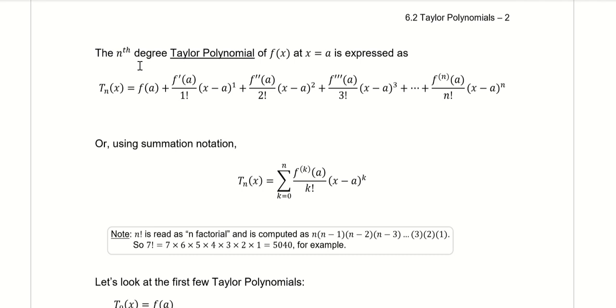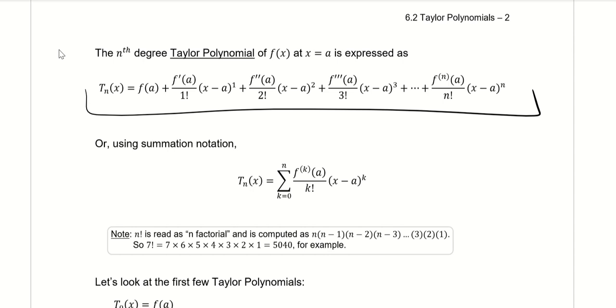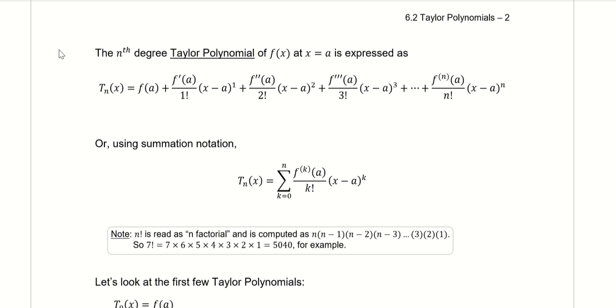If we want to generalize this expression and talk about the nth degree Taylor polynomial, where n is again like 2 or 3 or 4, etc., the nth degree Taylor polynomial of a function at x equals a is expressed in this form here, which can seem a little bit overwhelming to start with. It looks like there's a lot of stuff going on here, but there is a nice pattern to this expression, and I think that makes it a little bit easier to see and fill in as we actually use this sort of thing. So we also have this in summation notation.